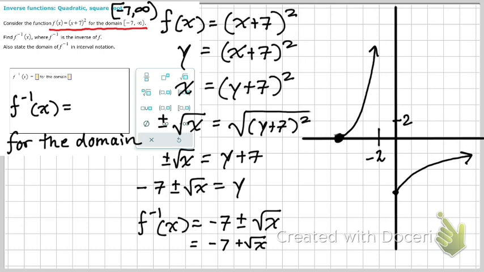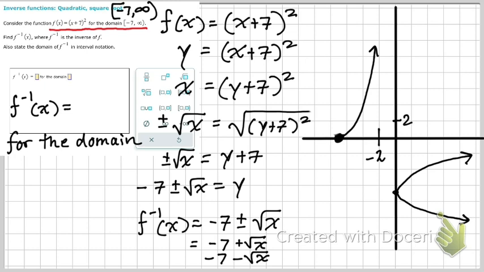And then this other piece of it, -7 minus rad x. So do you see how I broke this up into its two pieces? So it's plus or minus. So I said here is the plus piece, which is what I just graphed there. And then here is the minus piece. Now what would that minus piece be? It would be a reflection through the x-axis and then 7 down. So that would be this.